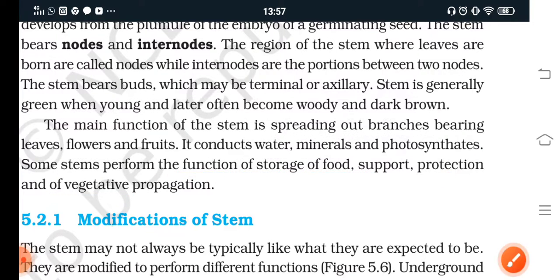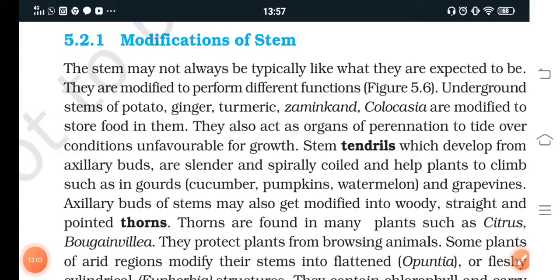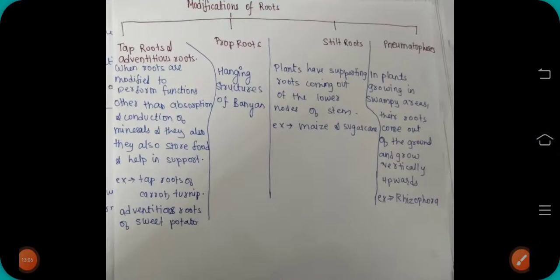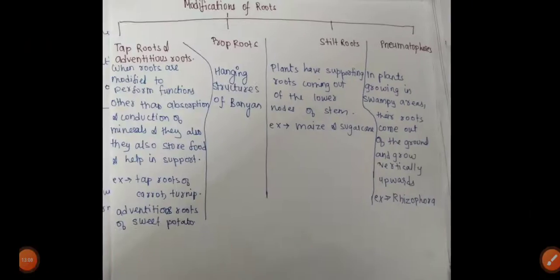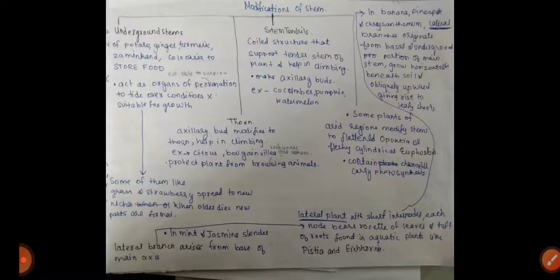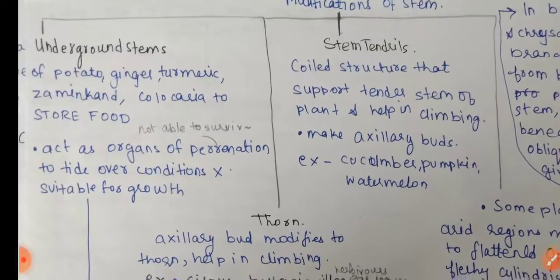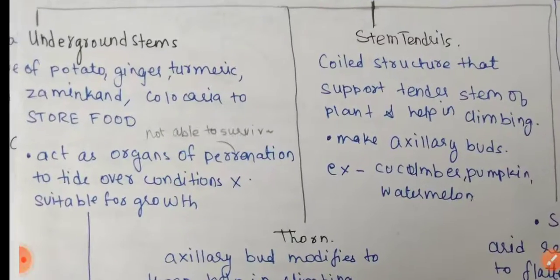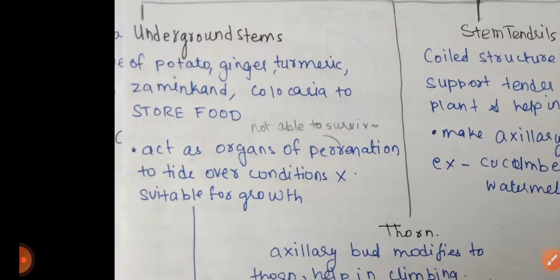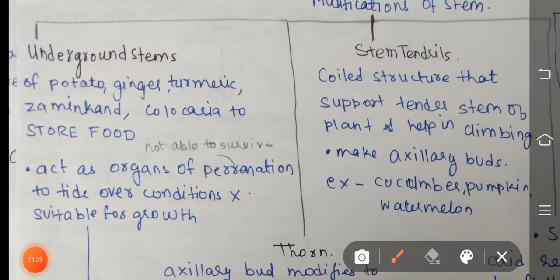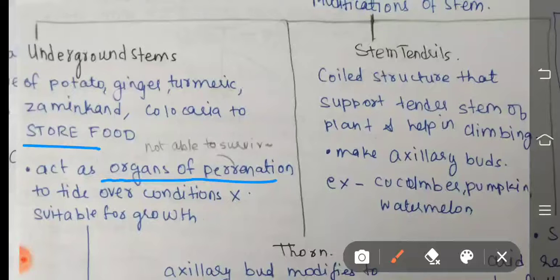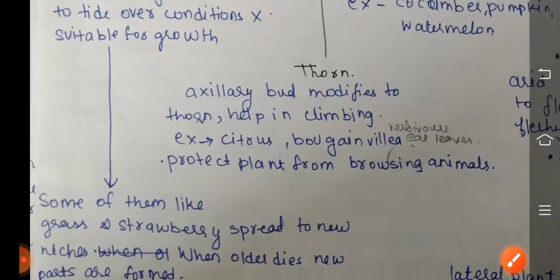Now let's see the modification of stems. This is a very important topic. First of all, let's cover what's given in your NCERT and then I'll give you the extra material. This is the NCERT content. First, NCERT tells you about the underground stems of potato, ginger and turmeric, where the underground stem stores food. It acts as an organ of perennation, to tide over conditions which are not suitable for growth.